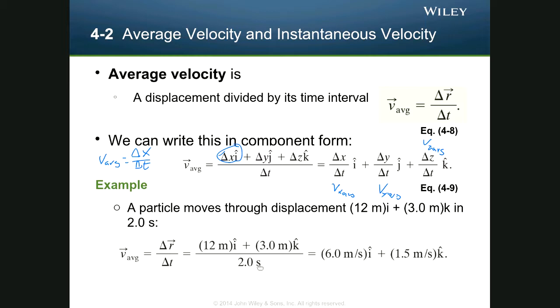Here, you've got to ask yourself, can I combine these? This is in the i hat direction, this is in the k hat direction. Even though there's a sum here, a plus sign, these two terms cannot be combined. However, they can each be divided by delta t. So 12 divided by 2 is 6, so you get 6 meters per second in the i hat direction, and 3 divided by 2 is 1.5 meters per second in the k hat direction.